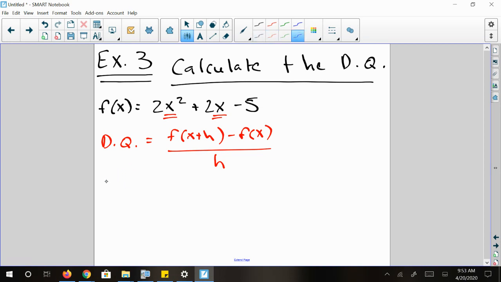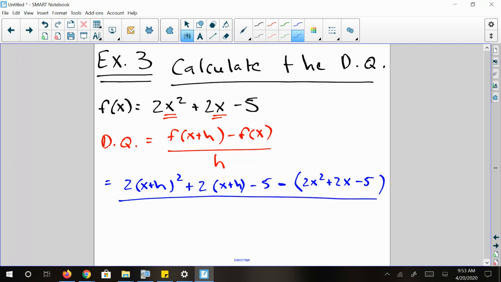So f of x plus h, if we go to f of x, that f of x is 2 times something squared plus 2 times something minus 5. In place of that something, I'm going to plug in x plus h. This is me writing out f of x plus h. Now we need to subtract f of x. Remember from the last problem, you must put this inside of parentheses so that you distribute the negative. So this will be 2x squared plus 2x minus 5, all divided by h.